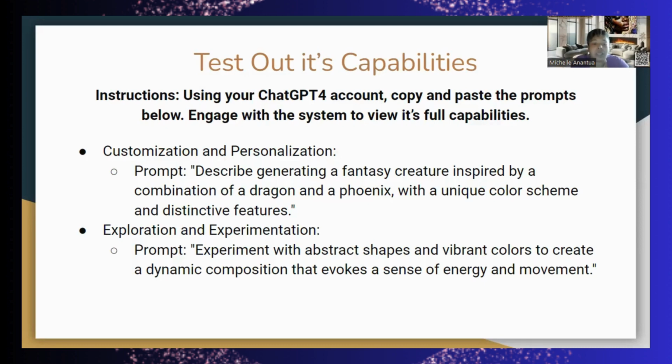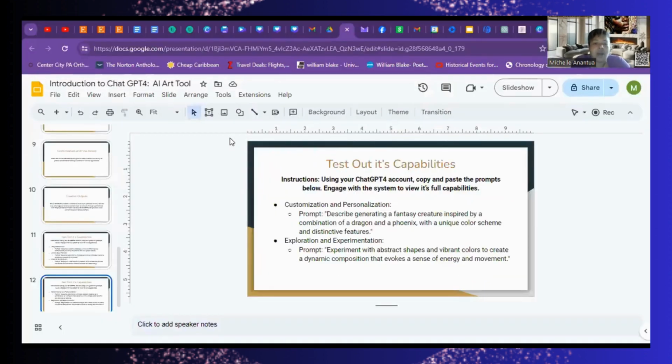Exploration and experimentation. The prompt reads, experiment with abstract shapes and vibrant colors to create a dynamic composition that evokes a sense of energy and movement. All right. So this concludes the slideshow. I want you guys to definitely go ahead and experiment with those prompts. Sometimes it really pays for us to think outside the box.